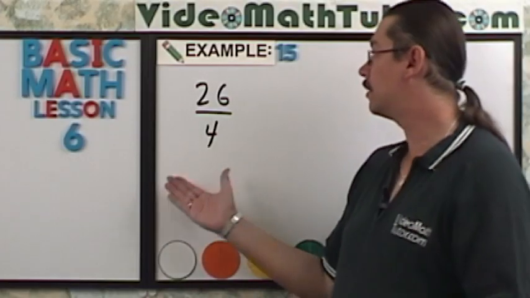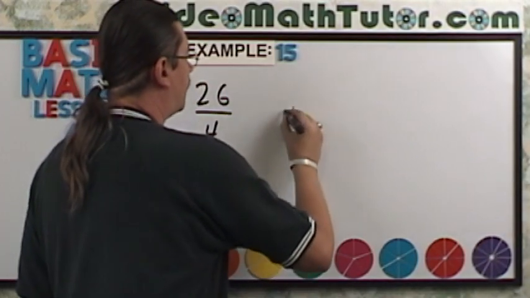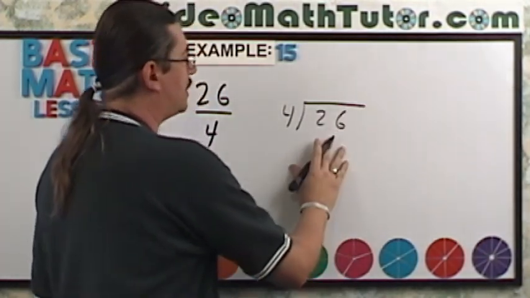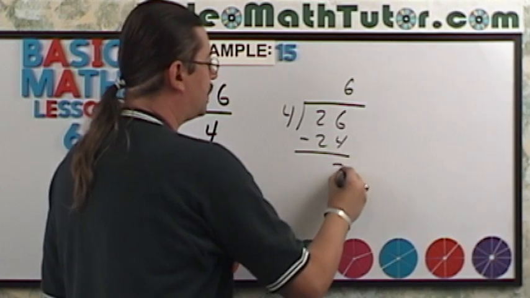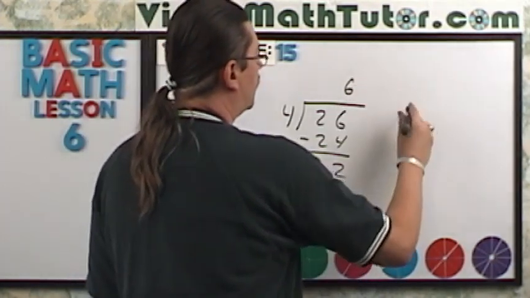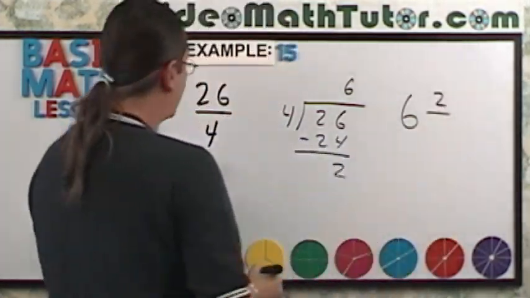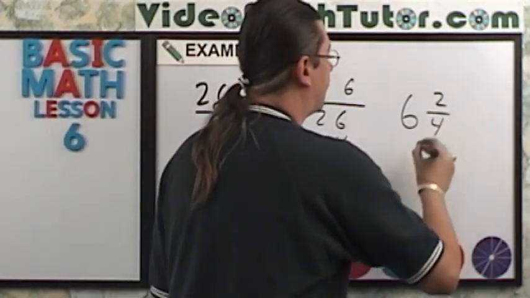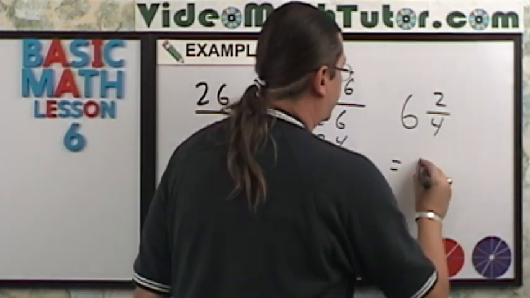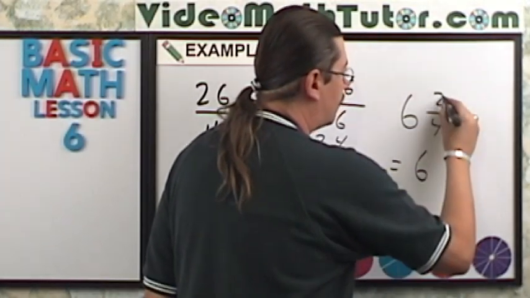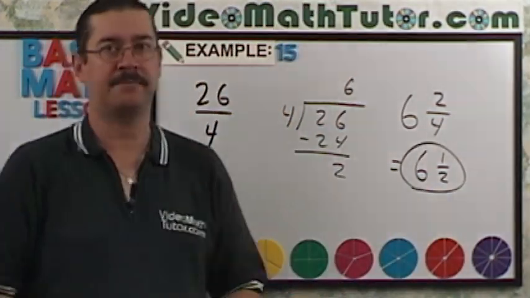For example 15, I want to convert 26/4 into a mixed number. So let's do our long division again. I have 4 into 26. Well, 4 times 6 is 24, and my remainder is 2. So my mixed number is going to be the 6, and the remainder is always the numerator. So you can go 2, and there's my denominator, 4. But wait, see, this isn't reduced to lowest terms. So this is really 6, and see, 2/4 is 1/2. So 6 and 1/2 is the answer.